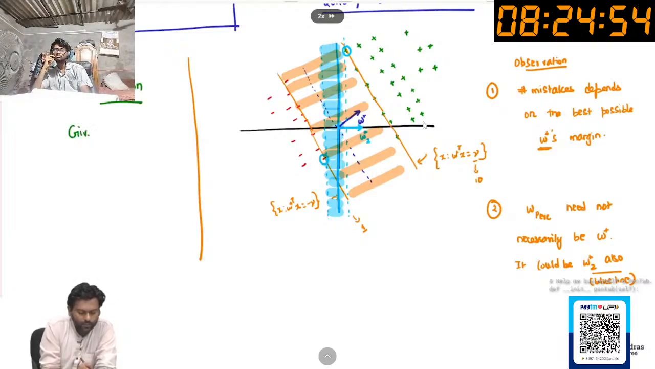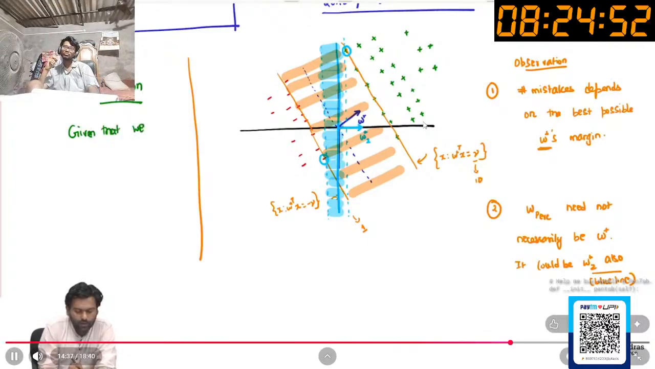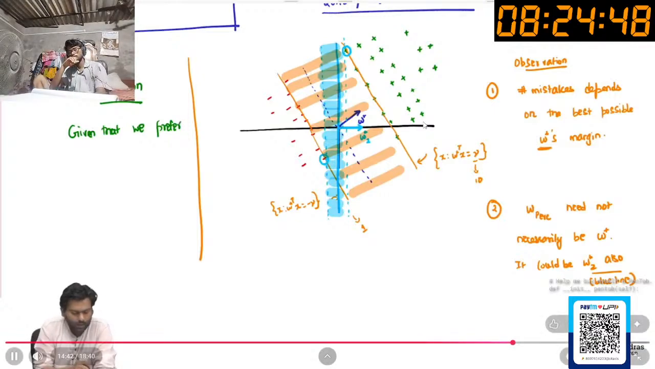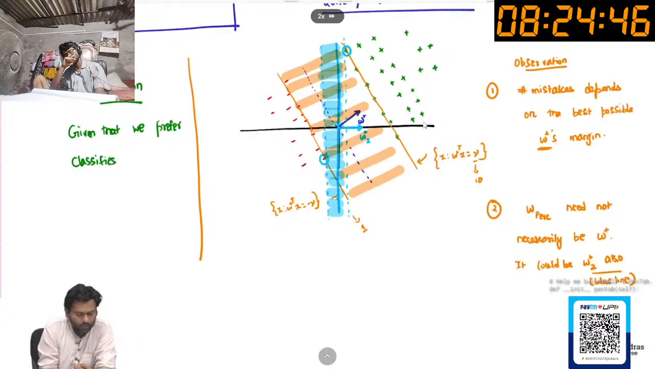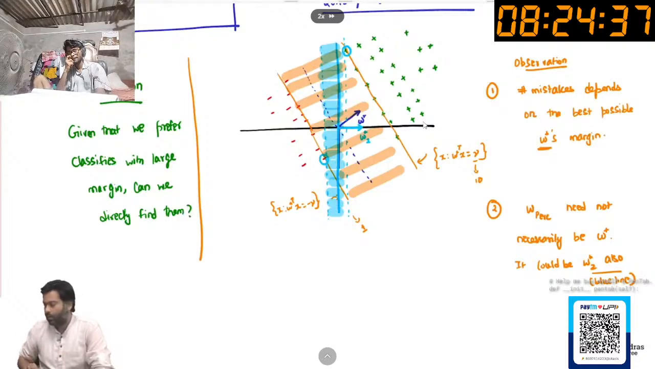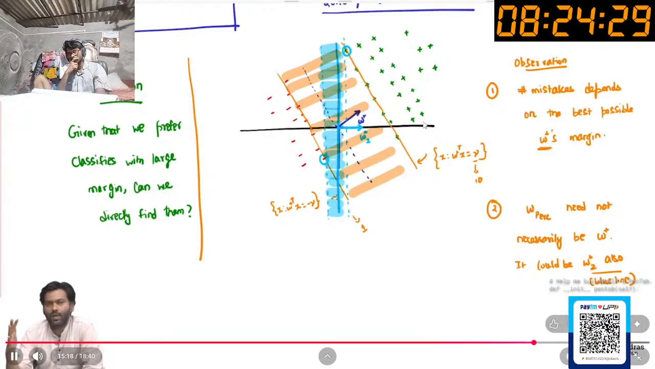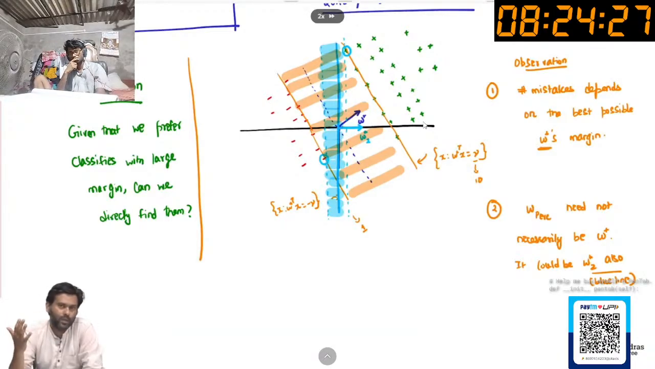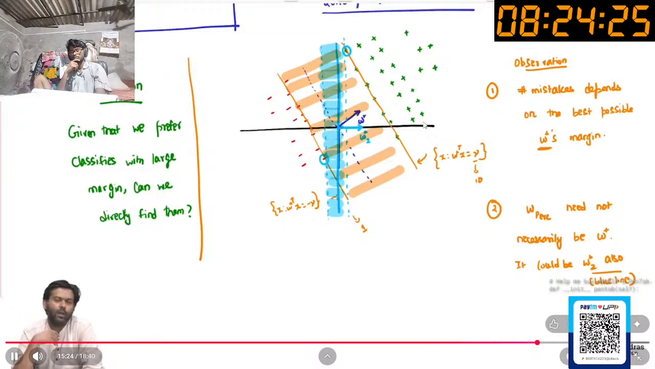Given that we prefer separators with large margin, can we directly find them? What we want to do now is let go of the perceptron and directly focus on the problem: given a data set which is linearly separable, can we directly find a W star which separates this data set with as large a margin as possible? Maybe that is the question we would directly want to ask.